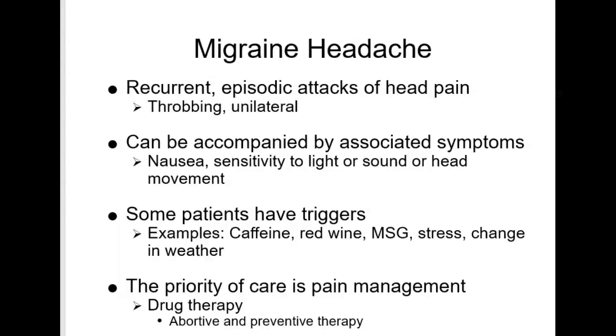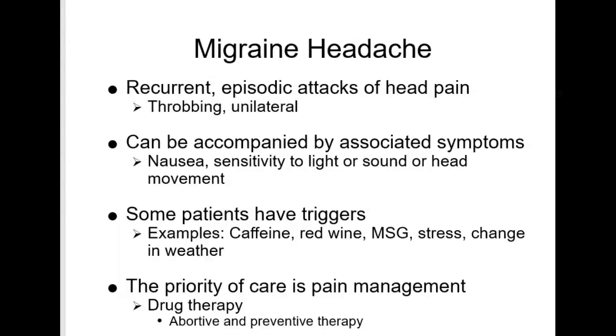As cerebral arteries dilate, prostaglandins, which are chemicals that cause inflammation and swelling, are released. Vasodilation in turn allows prostaglandins and other intravascular molecules to leak, contributing to widespread tissue swelling and the cessation of throbbing pain. Some patients have things that trigger or cause their migraine headache, including caffeine or red wine, MSG, stress, or a change in weather.